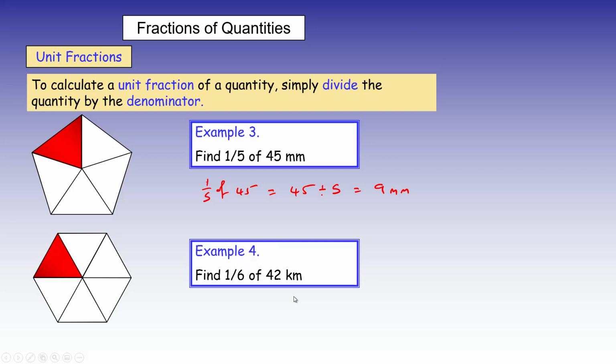And on example 4, find a sixth of 42, same sort of thing, 42 kilometers. So we write, a sixth of 42 kilometers, let me write millimeters here, and that's equal to 42 divided by 6, which is equal to 7 kilometers. Okay, I don't think there's any need for you to copy this one down. We'll move straight on to a couple more examples.